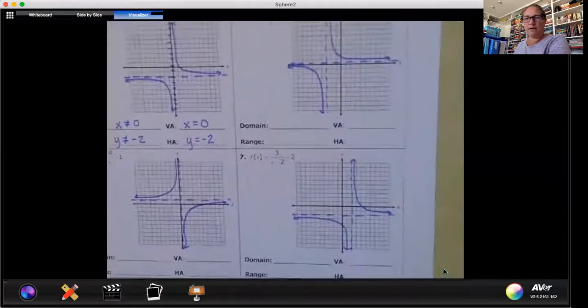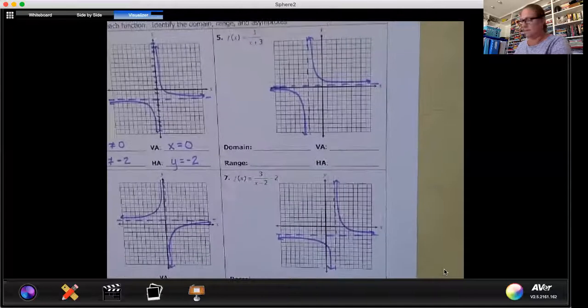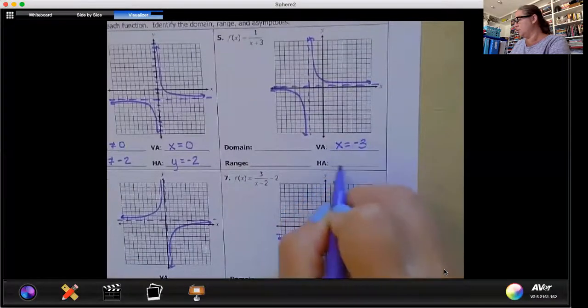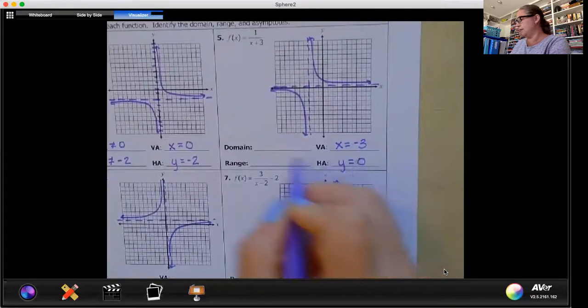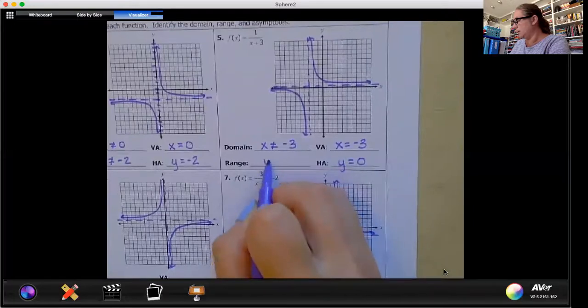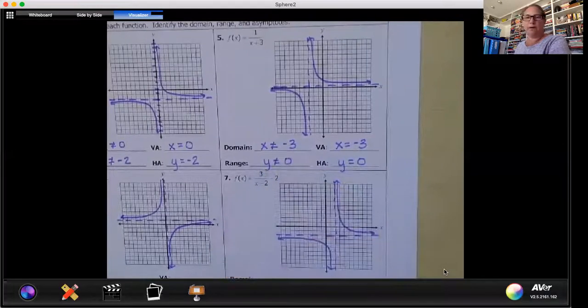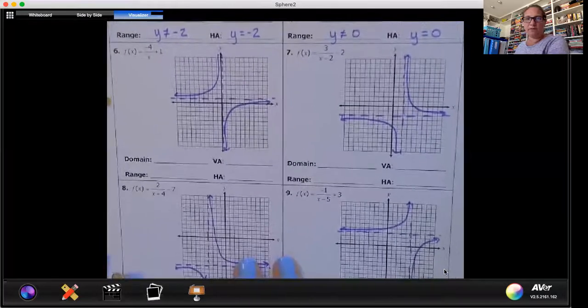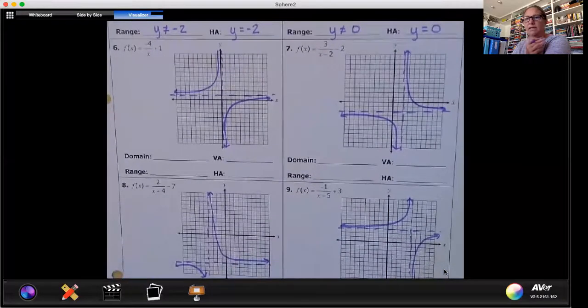Taking a look at number 5, our vertical asymptote is going to be x equals -3, and horizontal is y equals 0 because there is no number out to the side. Domain: x cannot equal -3, range: y cannot equal 0. All right, if you will pause your video, I would like for you to do 6 through 9 real quick. I'm going to fill those in, and then that will be the end of our video for today.